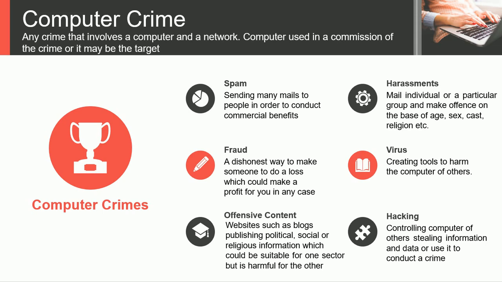Fraud. A dishonest way to make someone incur a loss, which could make a profit for you in any case, is a computer crime. The next type of computer crime is offensive content. Websites such as blogs publishing political, social, or religious information which could be suitable for one sector but harmful for the other is known as offensive content. Harassment. Mailing an individual or a particular group and causing offense on the basis of age, sex, caste or religion, etc.